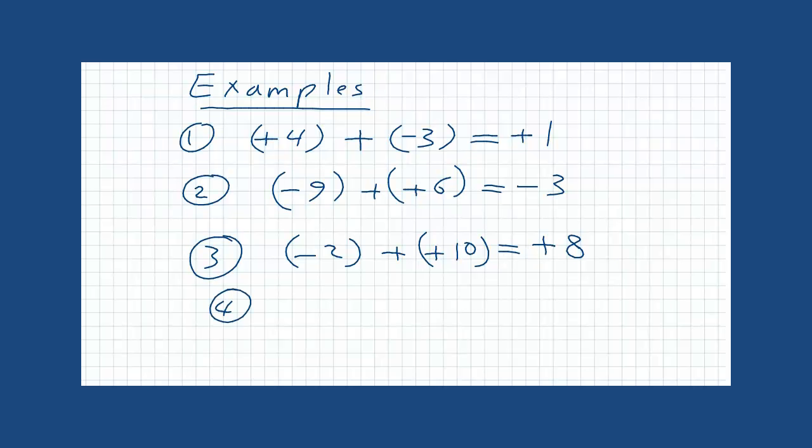A final example. +11 plus -11. Two numbers with different signs. We will find the difference between 11 and 11, which is 0. And 0 has no sign.